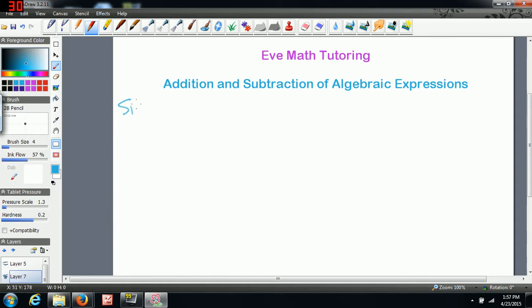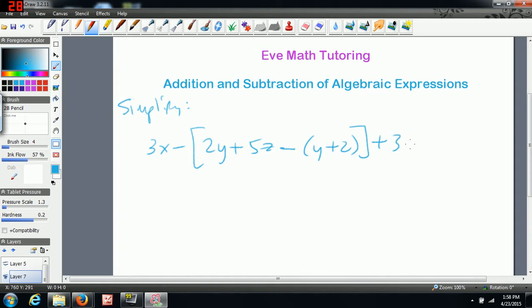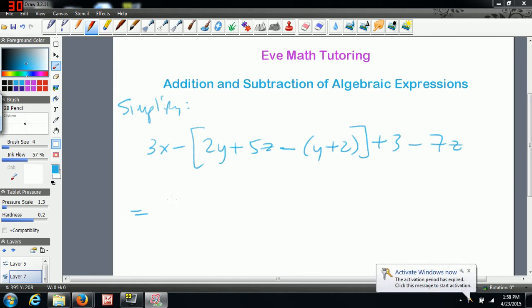Let's try the following. So simplify the following. 3x minus 2y plus 5z minus y plus 2, close bracket, plus 3 minus 7z. Okay. Now here we're asked to simplify something like this. So now when you're working in algebra with brackets, you have to work from the inside out. So what we're going to do is simplify what's inside here. So we're going to remove the inner brackets first and then the outer brackets, okay?